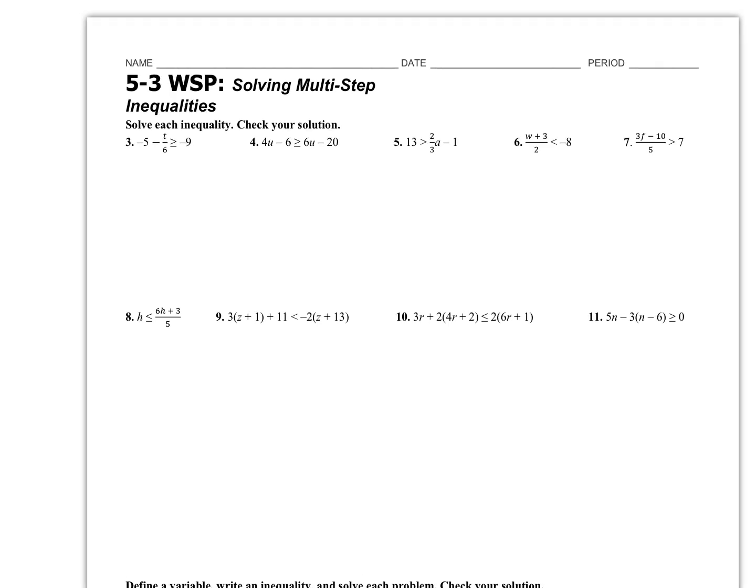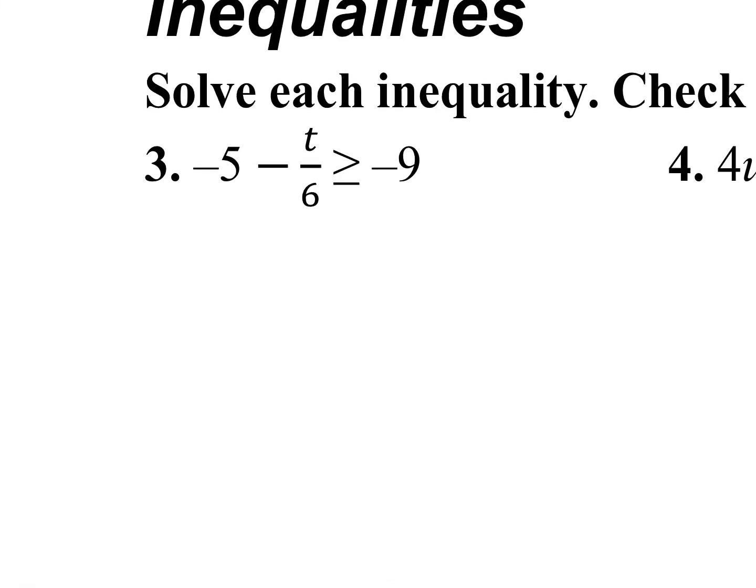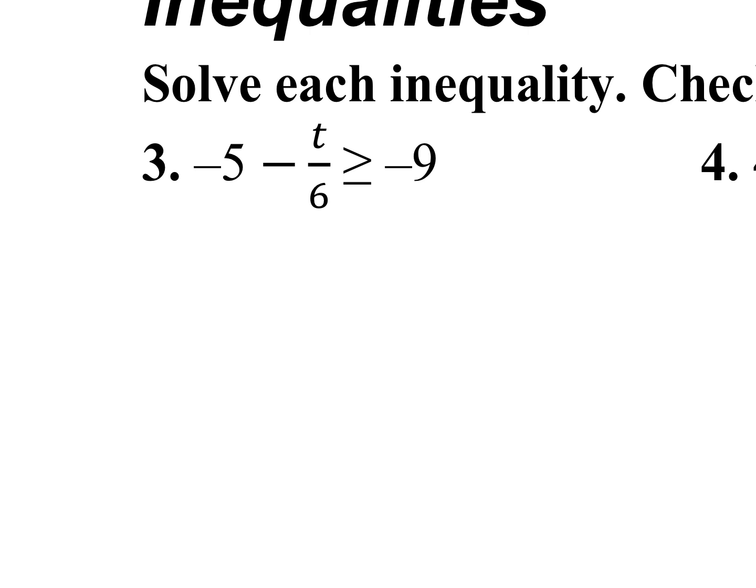So we're explaining worksheet 5.3 WSP. We're going to begin with this first one. We're solving this inequality, and the way to solve an inequality is to solve it exactly the way you would an equation. The only difference is that on your last step, if you multiply or divide by a negative, you have to flip or change that inequality symbol.